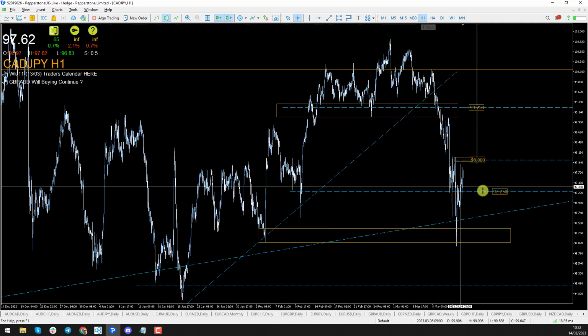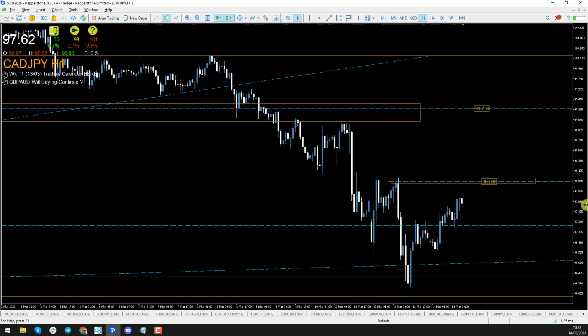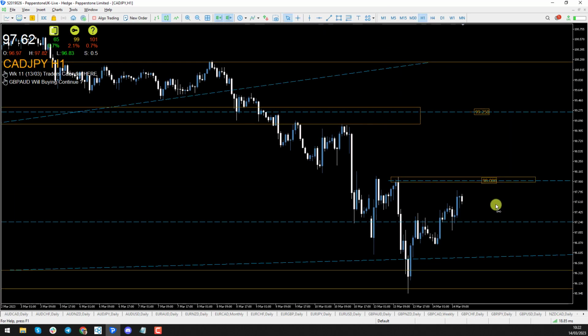Now, if we go to an hourly time frame and just zoom in a little bit, you may be thinking, why am I doing this? Well, I'm looking for those areas where selling has been active in the past and if it could act as resistance again. So you can see I've marked out the 98 level here. You can see it's been acting as resistance recently. So I'm looking to see if price will trade up to this level. Perhaps the event may drive price into this level, and I want to see if price can hold this level.